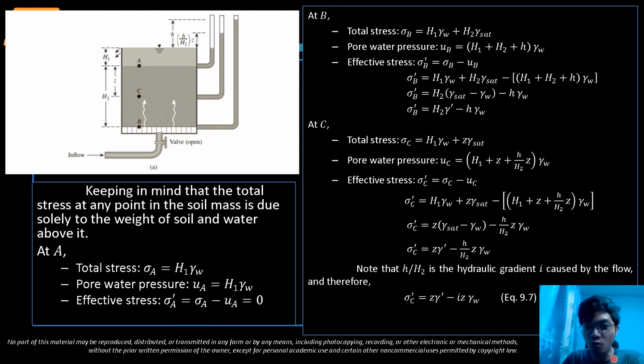So, class, what equation is this? Equation 9.7. So remember that. This is our equation 9.7.